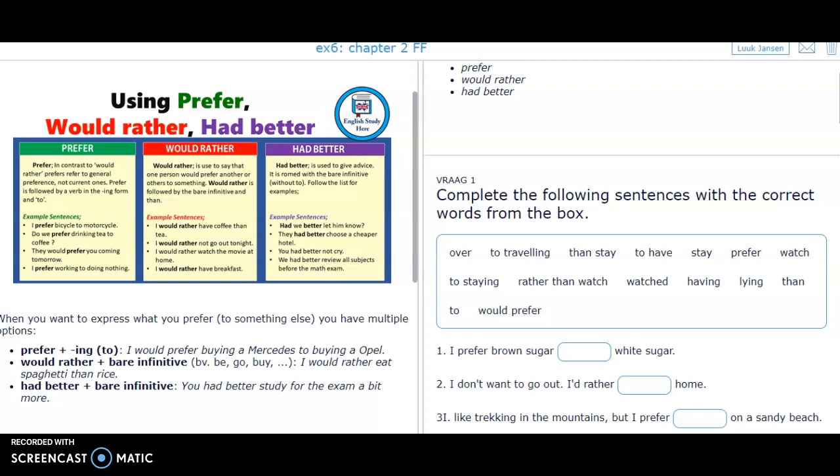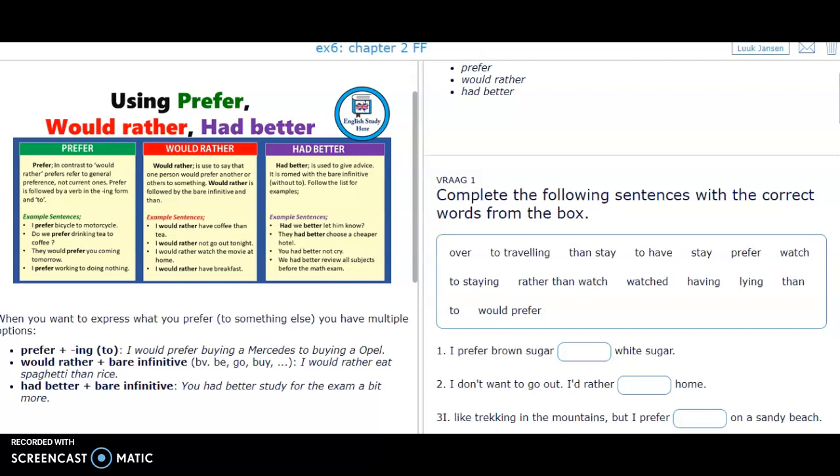Always use a bare infinitive after would rather. I would rather buy this than that. Bare infinitive means the verb, like to go, to buy, to do, and so on, but skip the to. So it just becomes be, go, buy, and so on. Same thing for had better.